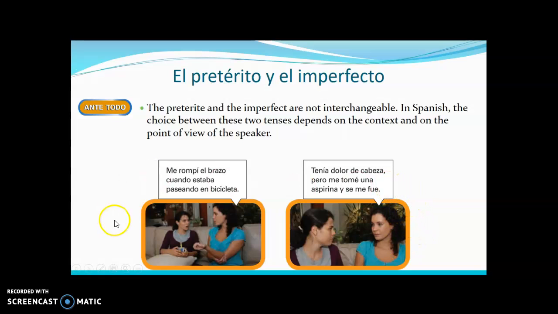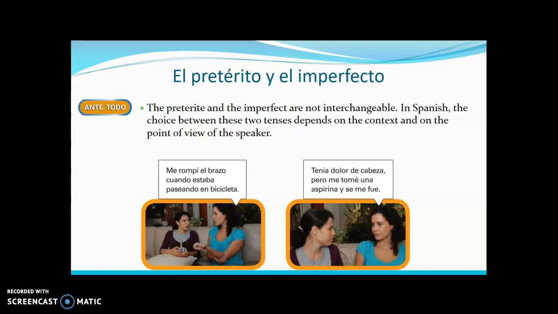So we have two examples. Me rompí el brazo cuando estaba paseando en bicicleta. Tenía dolor de cabeza, pero me tomé una aspirina y se me fue. Okay. So here we have actions that were going on. Estaba paseando en bicicleta.